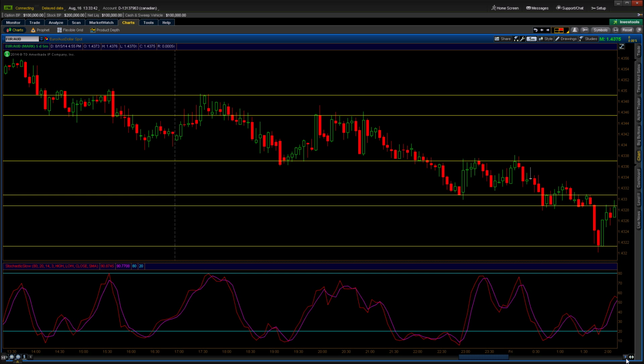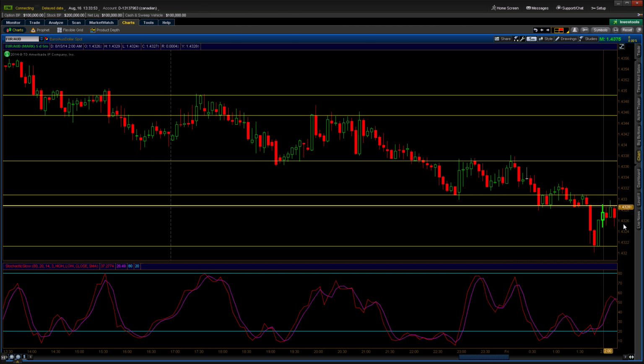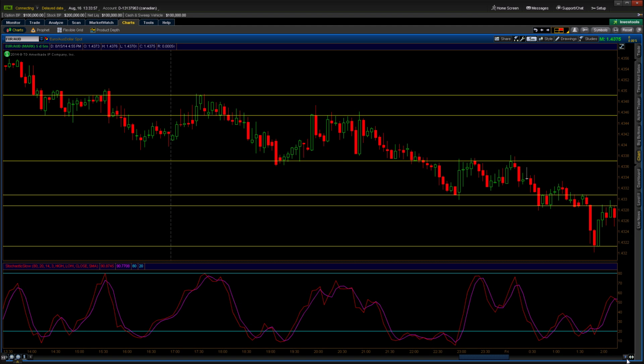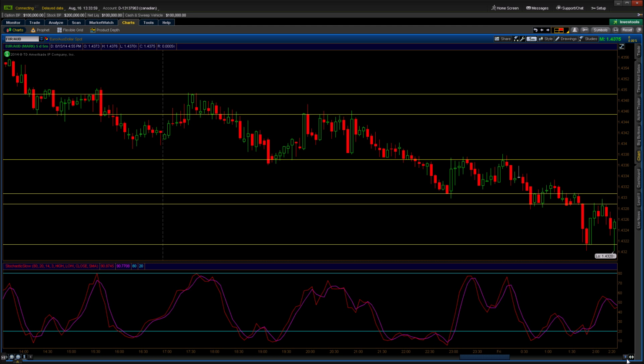This is a long wick, and it closed close to this old support, new resistance. So I'm going to take a 5-minute put option thinking that the next candle is going to be red. And I would have won that. So now we're watching again.